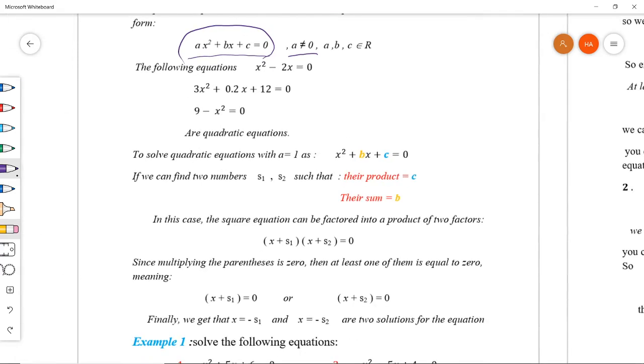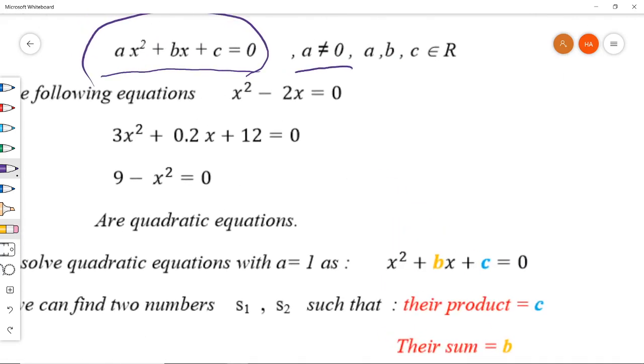Example of quadratic equations. Here there are three quadratic equations. The first, x squared minus 2x equals 0. Why is it quadratic? Because the power here is 2. So if we want a and b and c, a here equals 1, the coefficient of x squared, and b is negative 2, the coefficient of x, and c is the constant. Here there is no constant in this equation, so c equals 0.